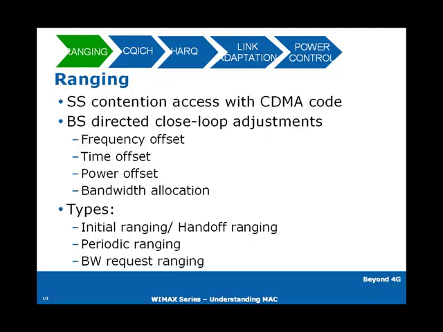The first is ranging. The subscriber station contends for access with a CDMA ranging code, and the base station directs closed loop adjustments based on frequency offsets. It also gives directions for time offsets and power offsets, and allocates bandwidth. Types of ranging are initial ranging, handoff ranging, periodic ranging, and ranging for bandwidth requests.